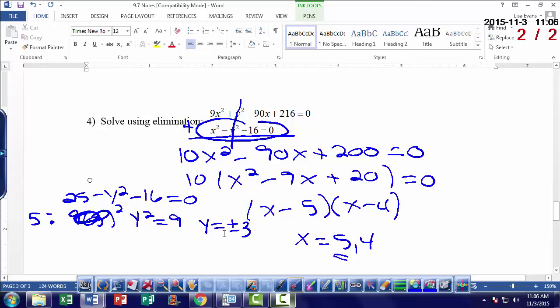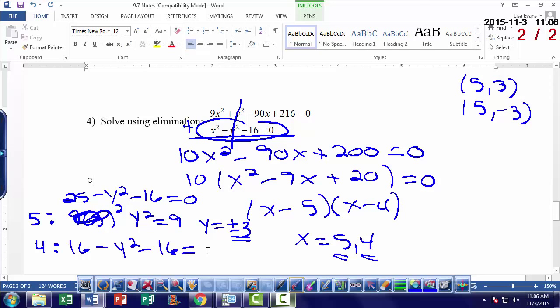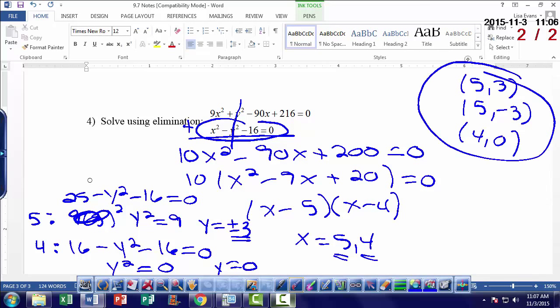Now, we're going to have to take our 5, and we're going to have to make 2 points. So we're going to have a solution that's 5, 3, and 5, -3. Now we're going to go ahead and plug 4 in. So when we plug 4 in, we get 4 squared, which is 16, minus y squared minus 16 equals 0. This is going to give me y squared to equal 0. So when I square root both sides, I only get 0. You can't have a positive or a negative 0, so this answer we only have 1 point. We have 4, 0. These are the 3 intersection points to this problem.